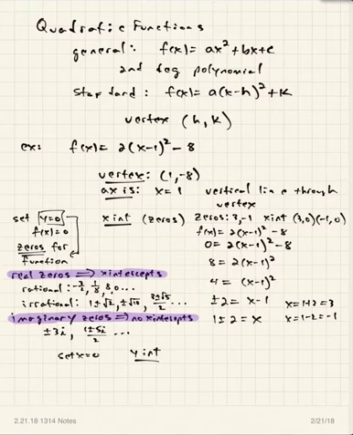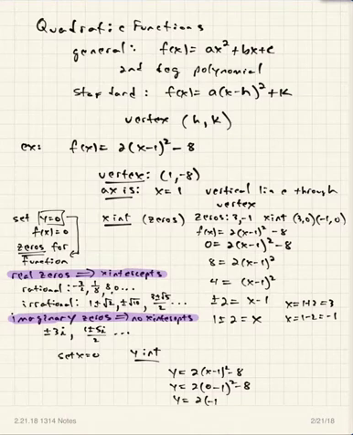So I take my function, which is y equals 2 times (x minus 1) squared minus 8, and in place of x, I put 0. So you get y equals 2 times (0 minus 1) squared minus 8. Now 0 minus 1 is negative 1, so you have negative 1 squared. But negative 1 squared is 1, so you just get y equals 2 minus 8, or negative 6. And so there's a y-intercept at (0, negative 6).